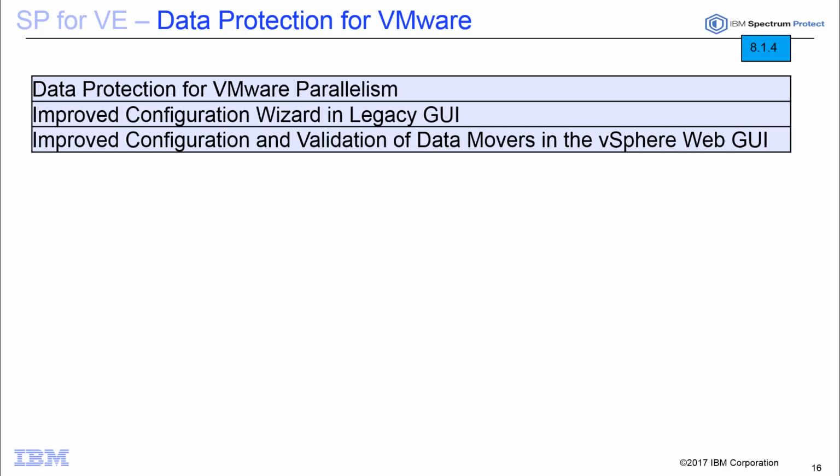Hello, this is Sean Sperry, and for my part of the presentation, I am going to talk about Spectrum Protect for VE and Spectrum Protect Snapshot. I'm going to start out talking about Spectrum Protect Data Protection for VMware and some of the enhancements we've had at version 8.1.4. As you can see, we continue to improve VMware restore parallelism and also use of the graphical user interfaces, both the legacy GUI and the vSphere web client. So let's take a look at those in detail.